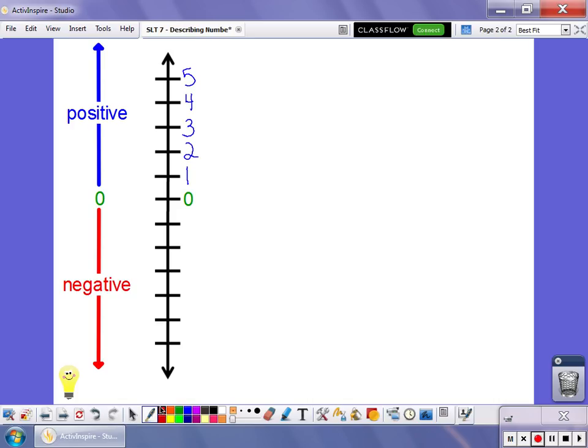Now my numbers below 0 are going to represent my negative numbers. So one space below 0 is negative 1. And negative 2, negative 3, negative 4, negative 5, and negative 6.